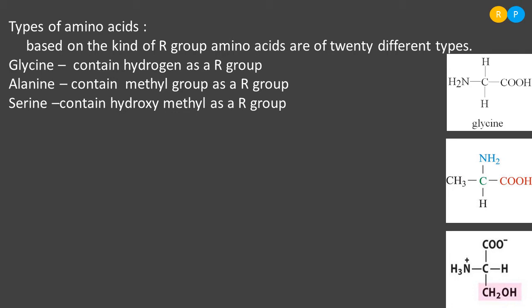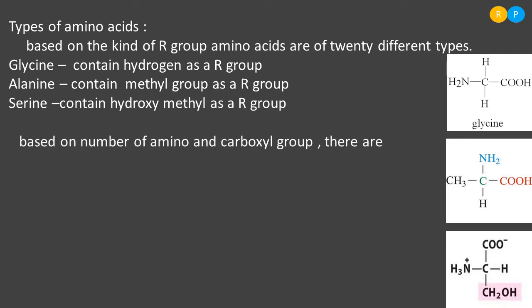So what is the basis for the classification here? Based on the kind of R group in the amino acid, they are divided into different types, right? And based on the number of carboxyl groups and amino groups, amino acids are divided into acidic, basic or neutral amino acids, right?